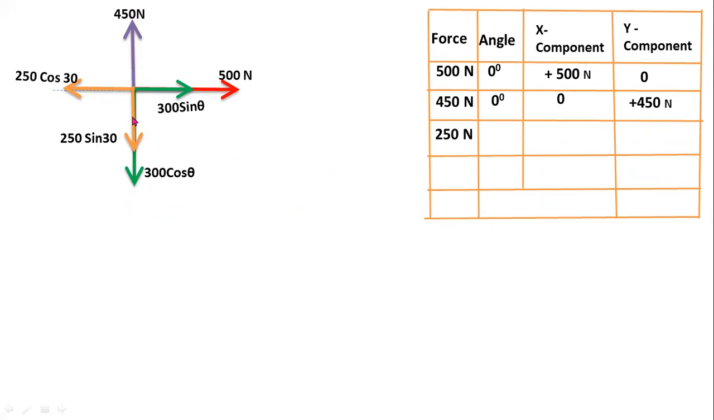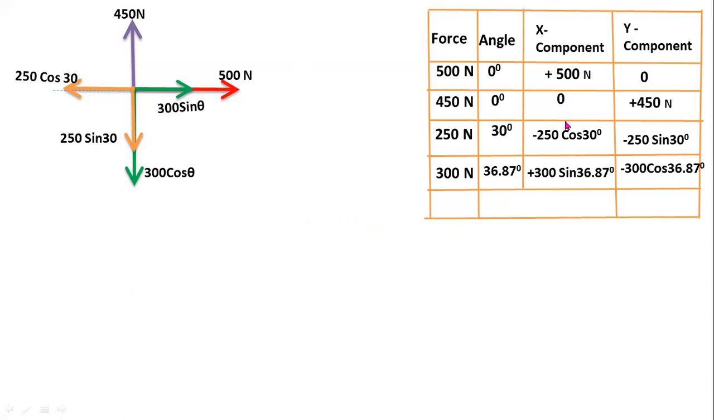Next, 250 newtons. This is the x component and this is the y component. It makes an angle of 30 degrees with the x axis. This force is acting towards the left, so you consider the negative side. Minus 250 cos 30 is the x component, and for downward directions you consider the negative side, so minus 250 sine 30. In a similar way, convert the 300 newtons into x and y components. This 300 newtons makes an angle theta, theta equals 36.87 degrees, with respect to the y axis. This is the x component, this is the y component. The x component is plus 300 sine theta, and the vertical component is minus 300 cos theta.